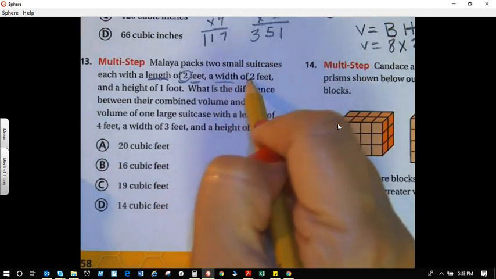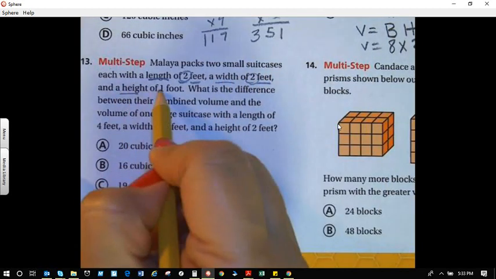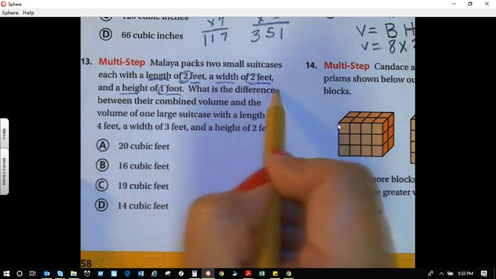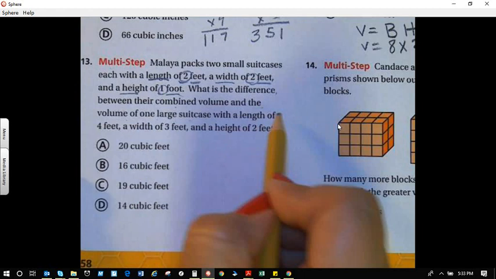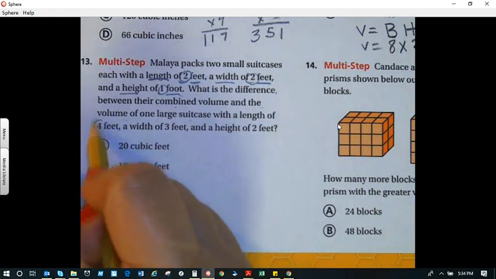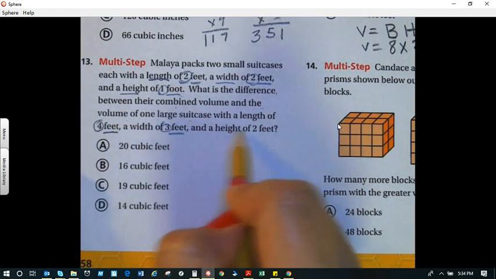The width is 2 feet, and the height is 1 foot. What is the difference between their combined volume and the volume of one large suitcase with a length of 4 feet, 3 feet, and a height of 2 feet?